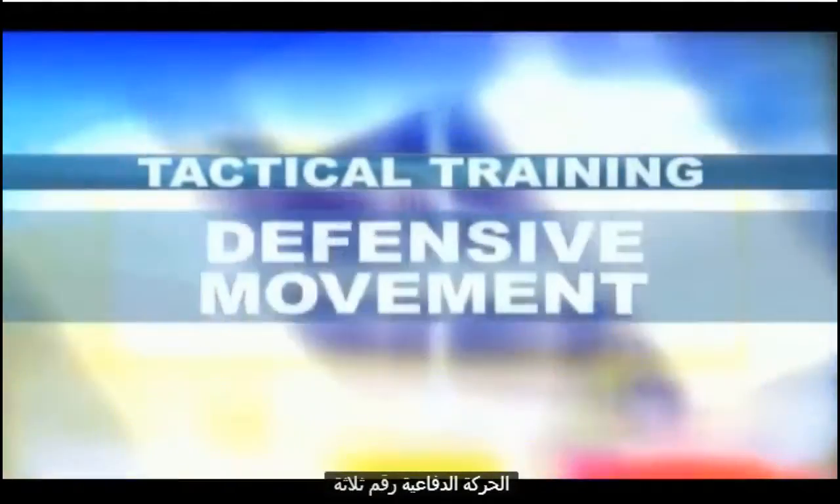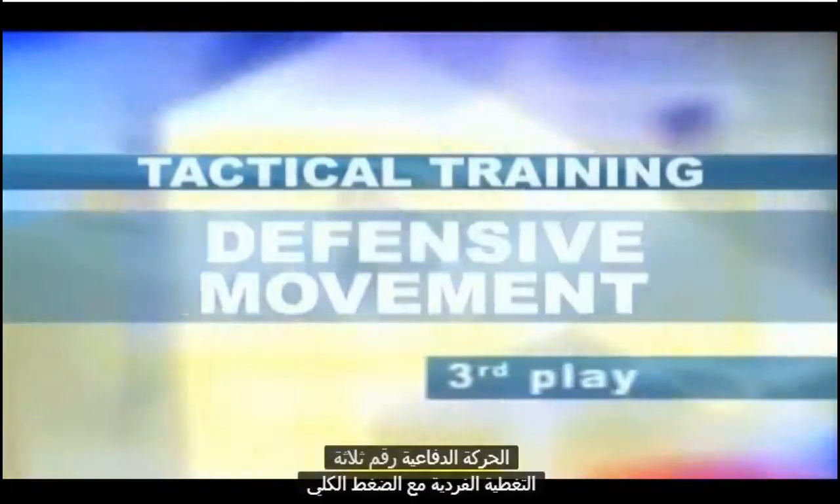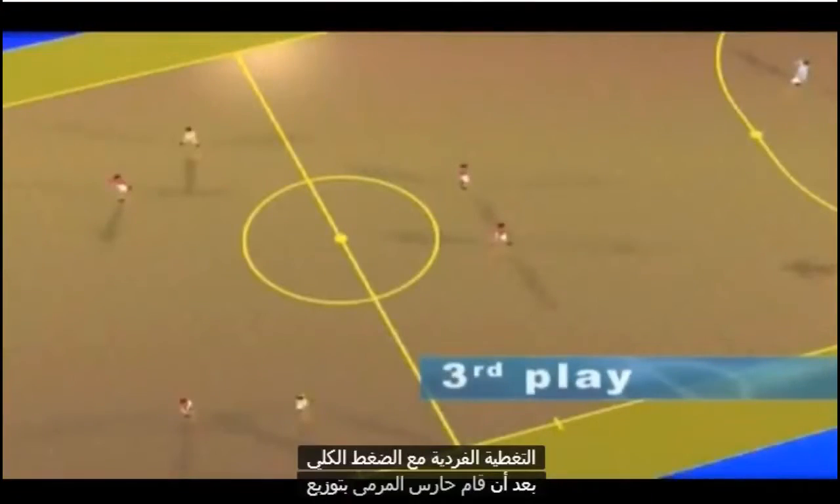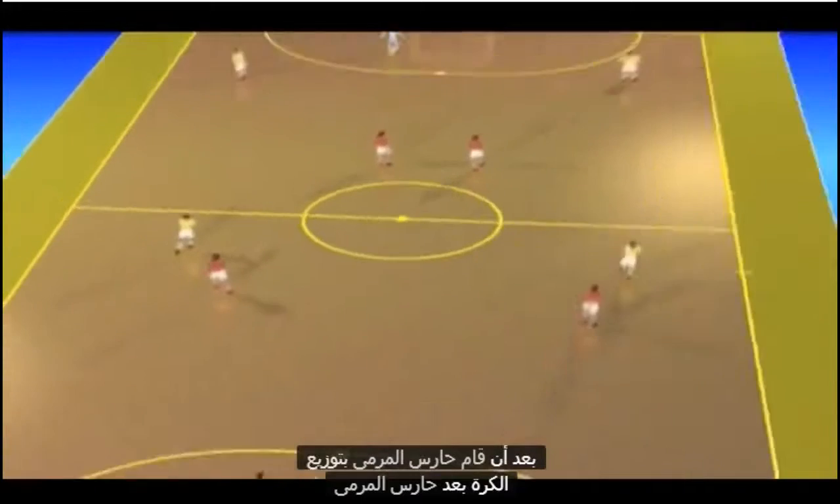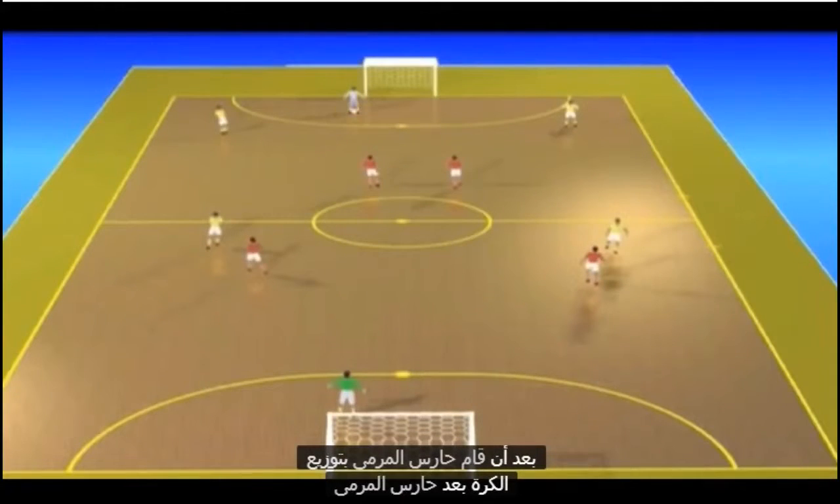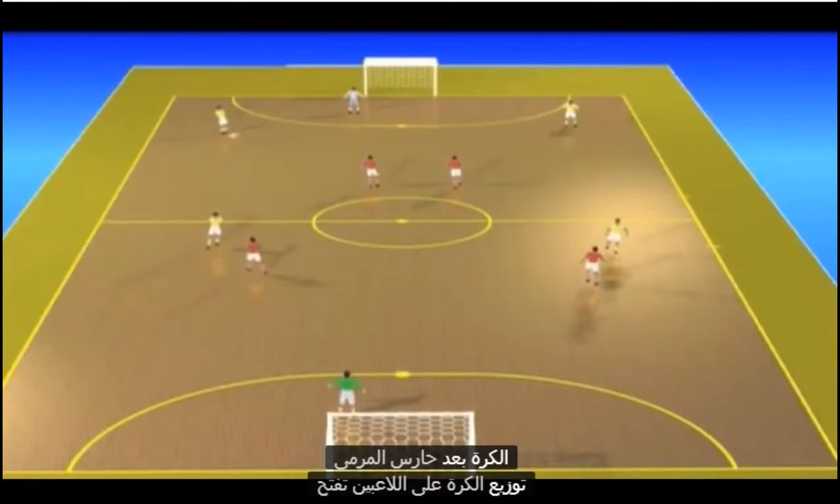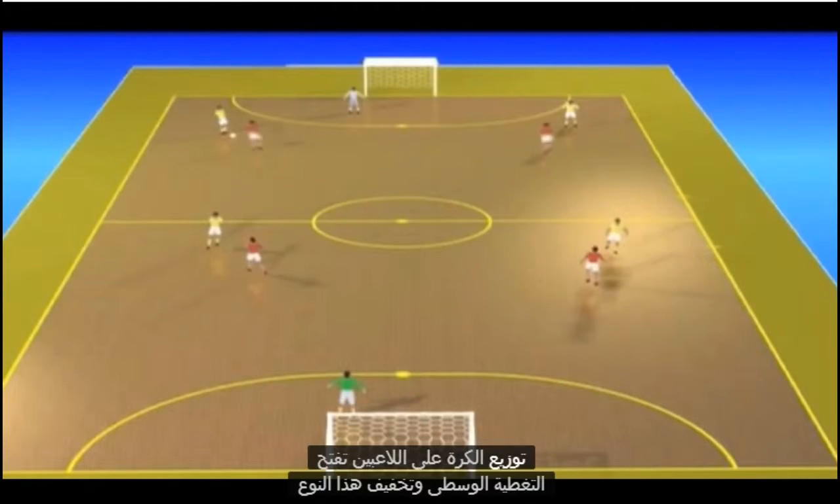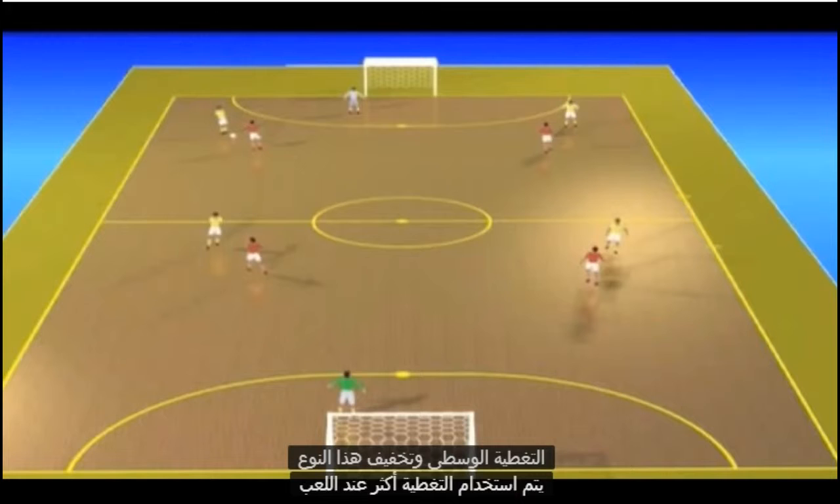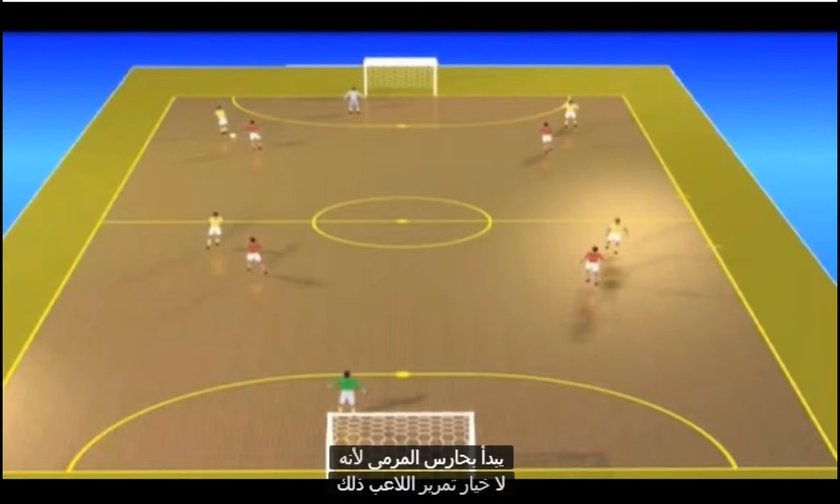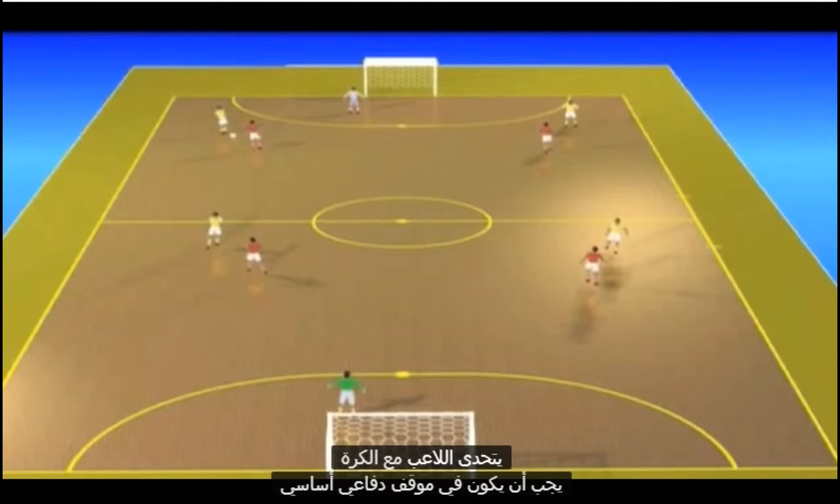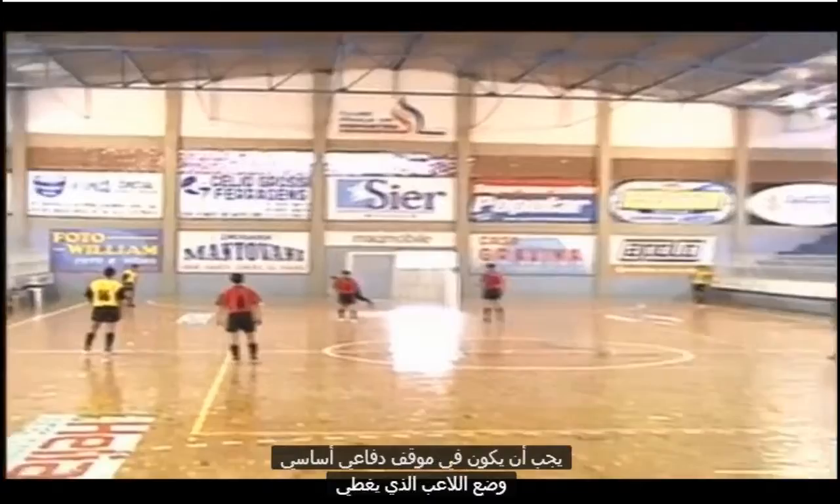Defensive movement number 3, individual coverage with total pressure after the goalkeeper has distributed the ball. After the goalkeeper has distributed the ball, the players open up the middle and loosen coverage. This type of coverage is used more when the play starts with the goalkeeper, because he is not a pass option. The player that challenges the player with the ball should be in the basic defensive position.